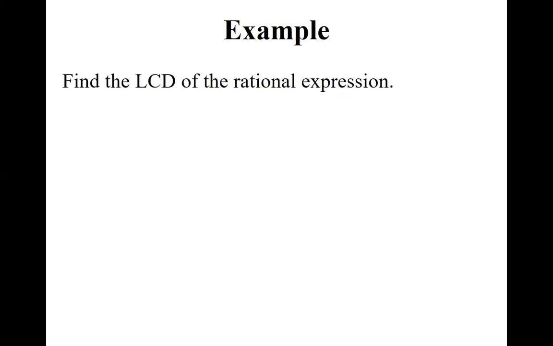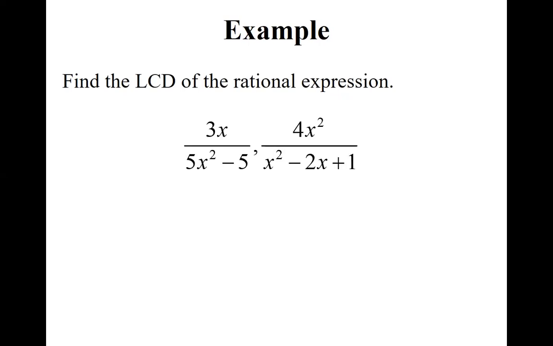Let's find the LCD of the rational expressions 3x over 5x squared minus 5 and 4x squared over x squared minus 2x plus 1. Again, factor the denominators. When we factor 5x squared minus 5, we can factor out a 5, leaving us with x squared minus 1. And x squared minus 1 is a difference of squares. Thus, it factors to x plus 1 times x minus 1.